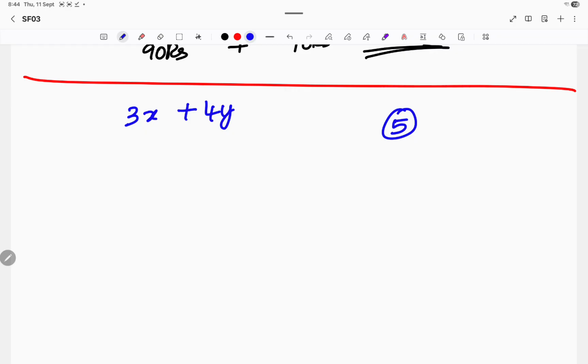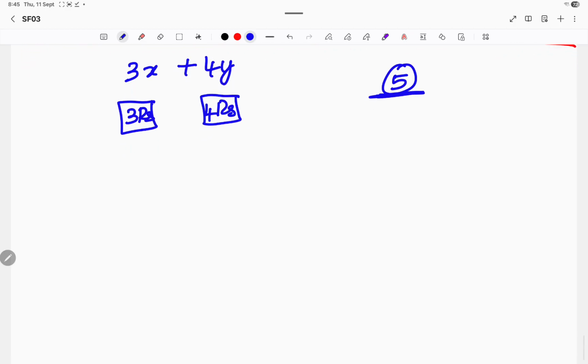I cannot do it. This is as good as saying that I have enough 3 rupee coins and enough 4 rupee coins. Can I arrive at a 5 rupee coin value? I will not be able to do that. Okay. So now how can I identify this? Is there any solution to it?